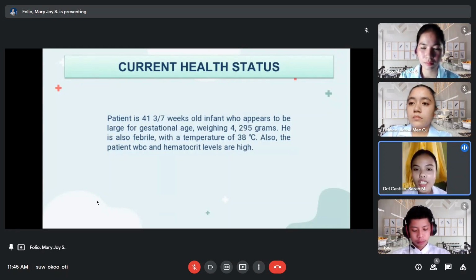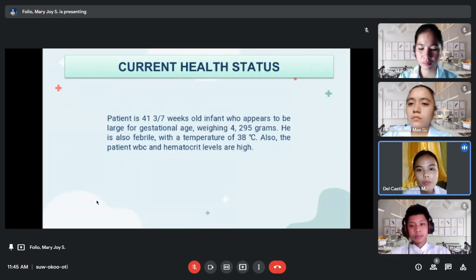So for the current health status, the patient is a 41.37 weeks old infant who appears to be large for gestational age, weighing 4,295 grams. He is also febrile with a temperature of 38 degrees Celsius. Also, the patient's white blood cells and hematocrit levels are high.